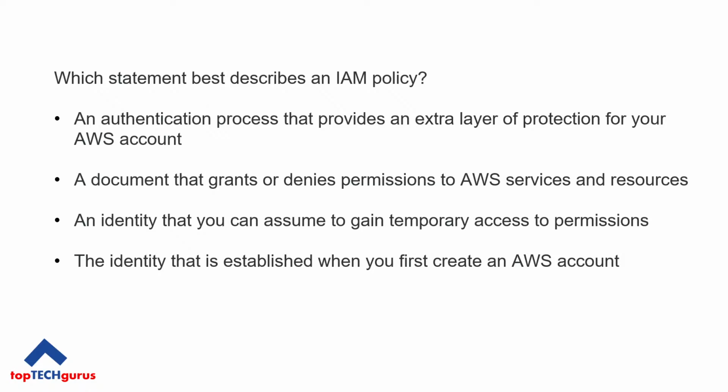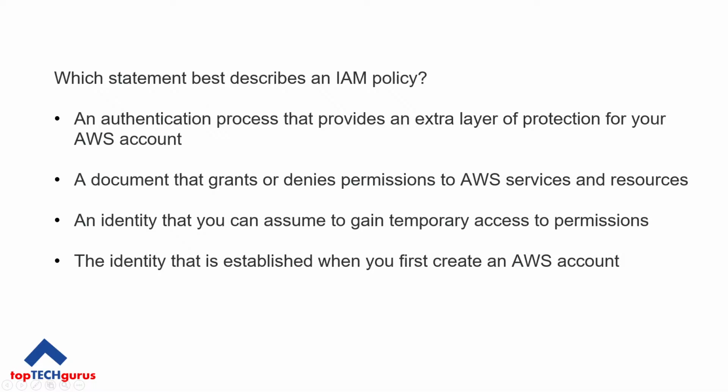AWS has the same thing, called multi-factor authentication, and this is not automatically enabled by AWS, but it's highly recommended by AWS. It provides an extra layer of protection for somebody logging into AWS. So this is part of IAM, but it doesn't really talk about IAM policy. The next one is a document that grants or denies permission to AWS services and resources. This seems more relevant to that JSON document that has allows and denies, and it also talks about an identity getting access to a service or a resource. So I think that's more relevant.